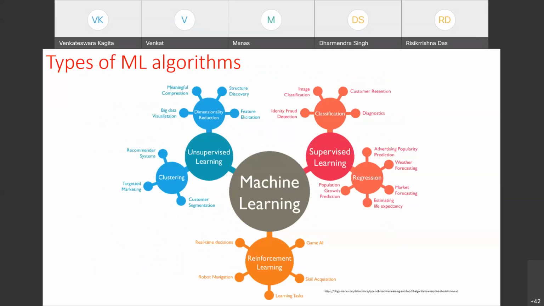So let's see each of these machine learning types individually. What is supervised learning? What is unsupervised learning? And what is reinforcement learning? And the different problems under each of these heads. For example, if you take supervised learning, there are mainly two types of problems in this.